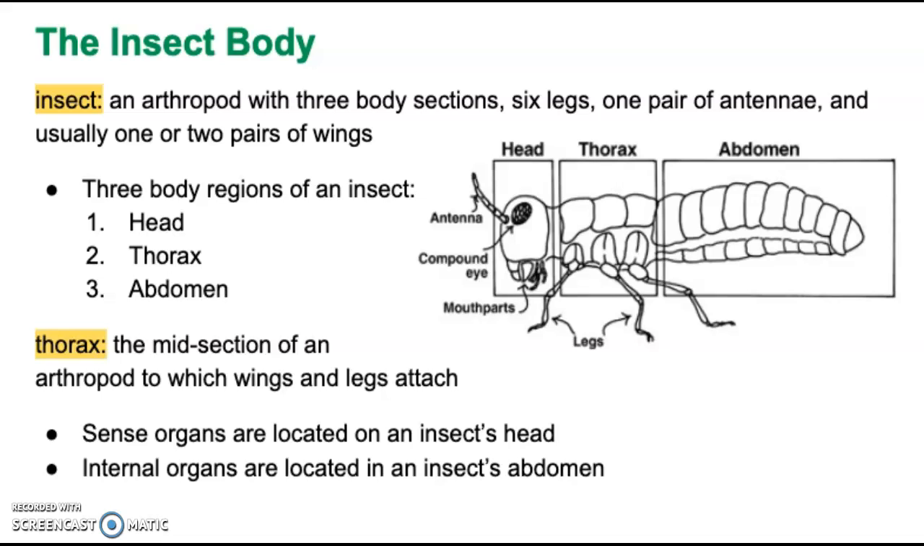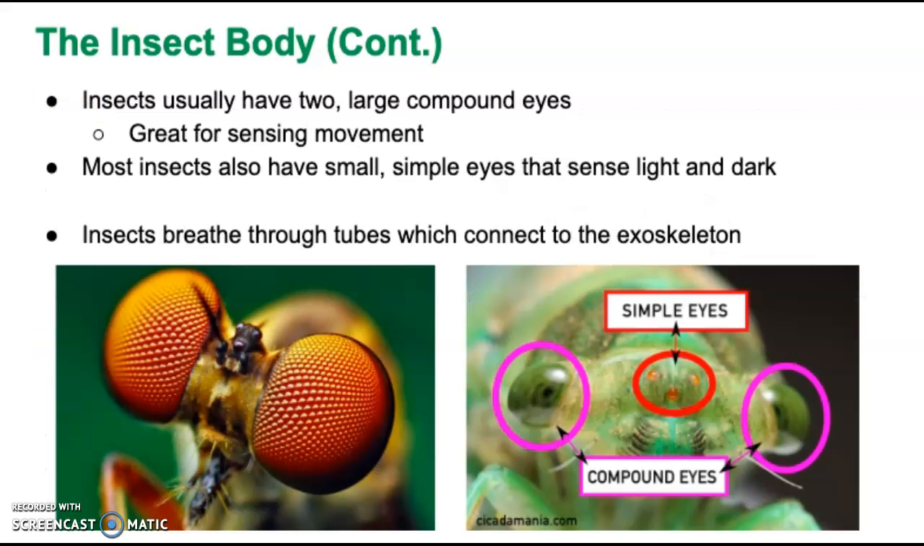The thorax, the middle section of the arthropod, contains the wings, if the insect has wings, and the legs. It's where all of those appendages are going to attach. Sense organs will always be located on the insect's head, and internal organs like the digestive system, the heart, the very simplistic lungs that we see in an insect, all of those will be located inside of the insect's abdomen.